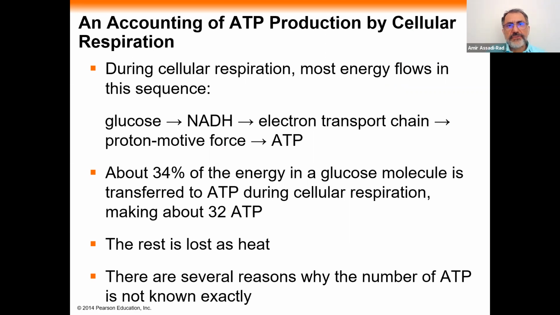During cellular respiration, most energy flows from glucose to NADH, and then to the electron transport chain and the proton motive force. That's what he's talking about, the proton motive force, that's ATPase. About 34% of the energy in a glucose molecule is transferred to ATP during cellular respiration, making 32 ATPs. Eventually, it's 32 ATP. The rest is lost as heat.